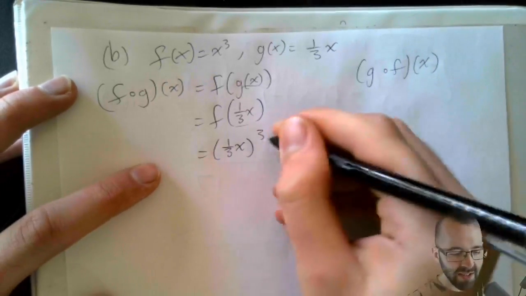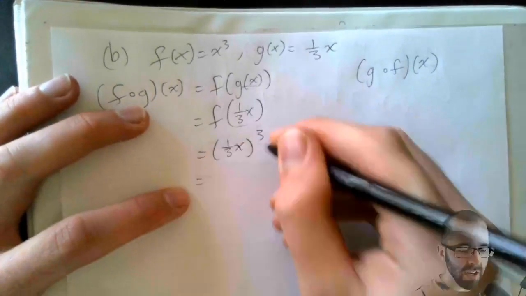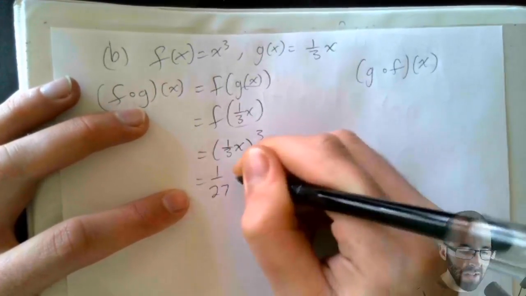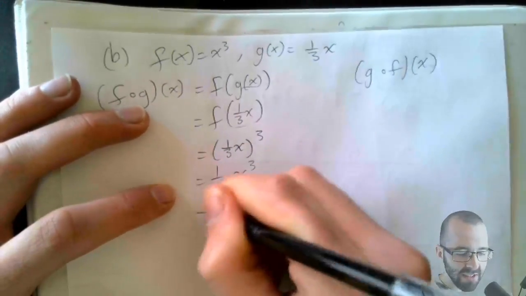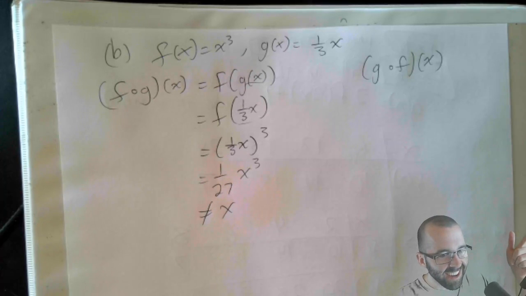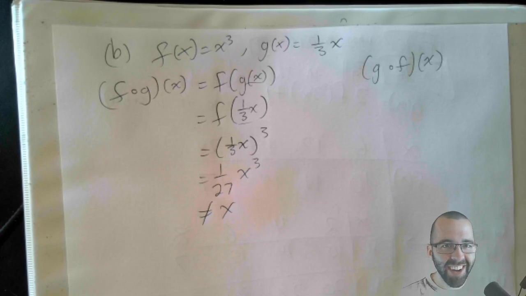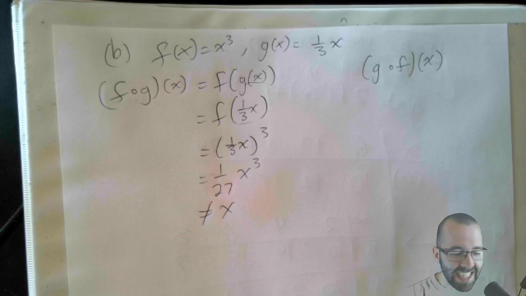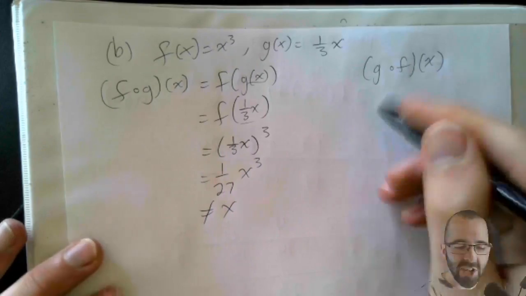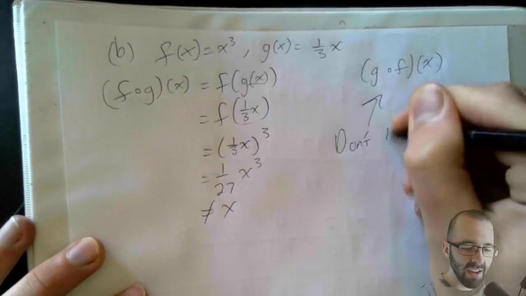Look what happens. When you cube a monomial, you cube the coefficient and the variable. This becomes 1/27, because that's 1/3 cubed, times x cubed. Right, that's not x. So we know that this is indeed not an inverse function. We don't even have to check this anymore, right? Don't have to check.